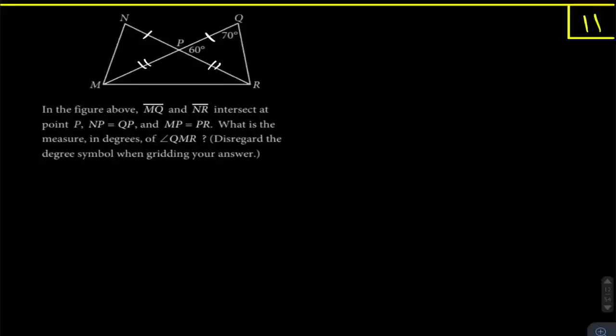What is the measure in degrees of angle QMR? And disregard the degree symbol when gridding your answer. So we need to find the angle QMR, that's this angle right here. And how do we do that? Well, you might think we know two angles of this triangle, so we could just find the third one, and then maybe use that external angle theorem from before, because we know that this is an isosceles triangle. No, though, you can't use the external angle theorem here because this isn't supplementary.